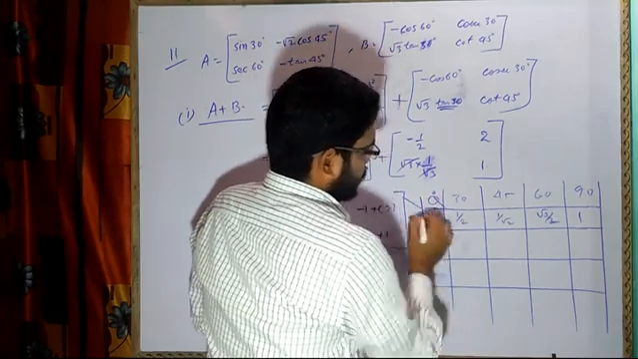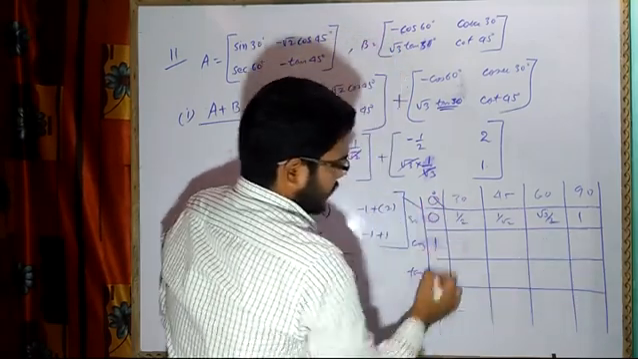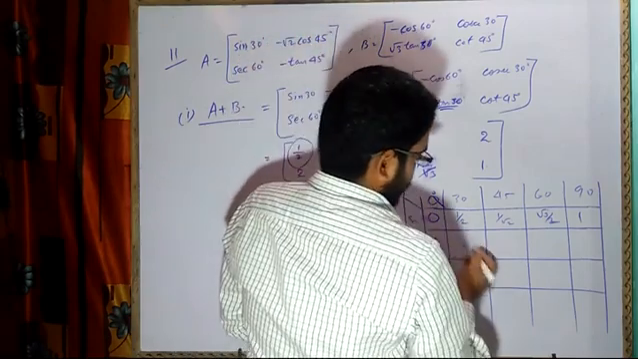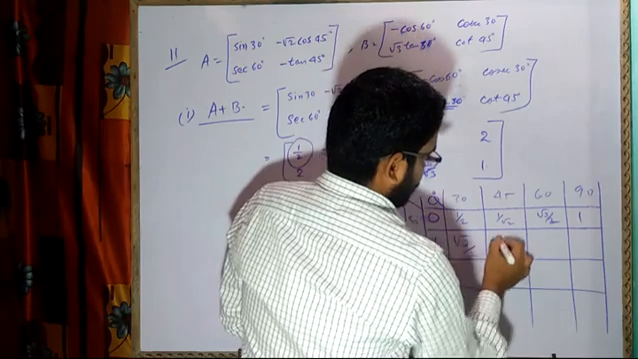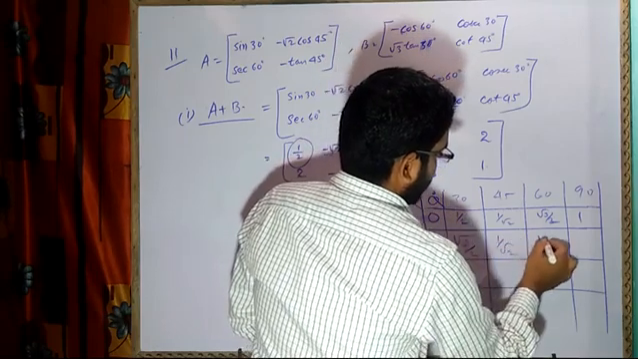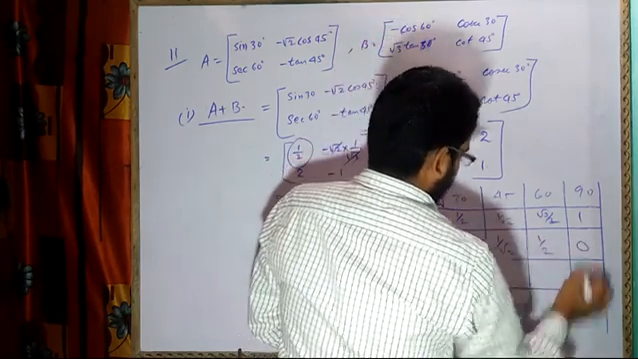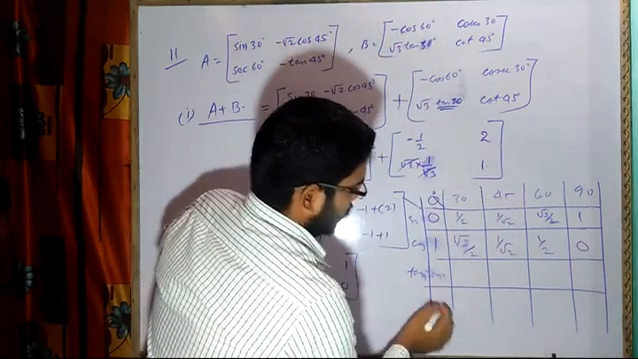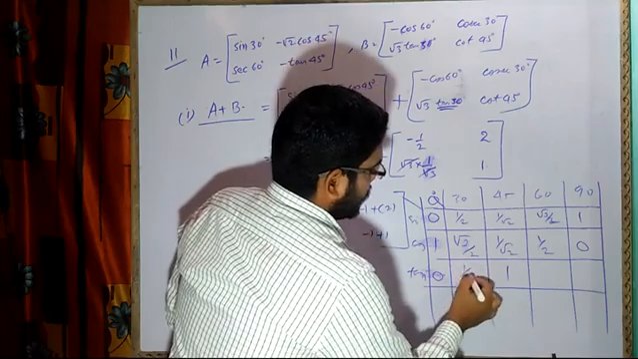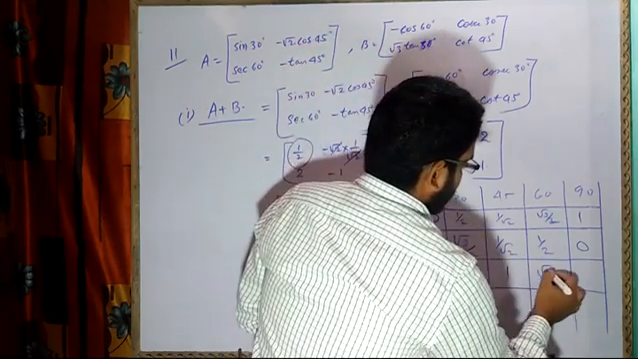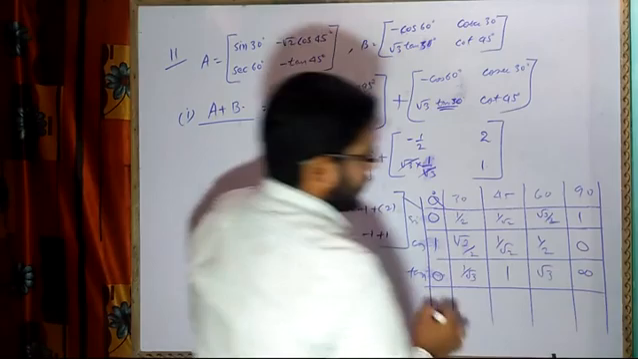So here sine 0 is 0. Now you see, cross multiplication, cos 0 is 1. Then we have this is equal to root 3 by 2. This will be equal to 1 by root 2. This will be equal to 1 by 2. And this will be equal to 0. Now tan 0 is 0. Tan 45 is 1. This is 1 by root 3. And this is root 3. And this is undefined, infinity.